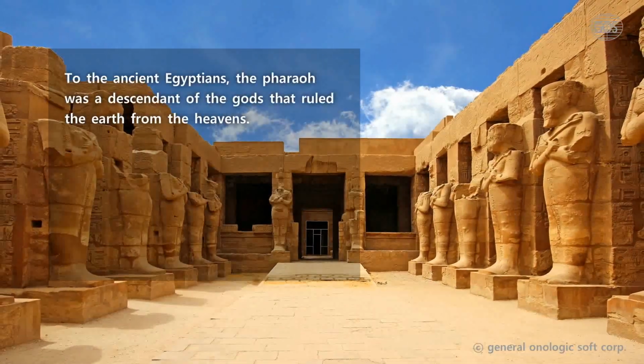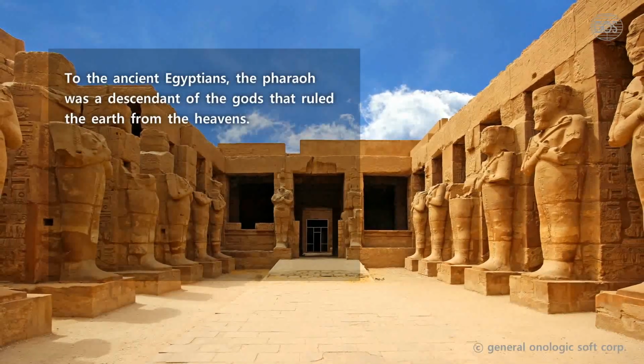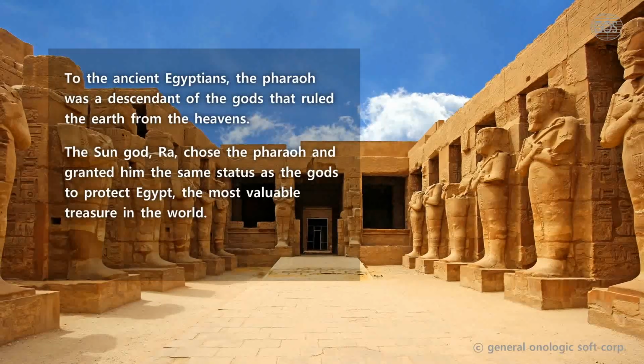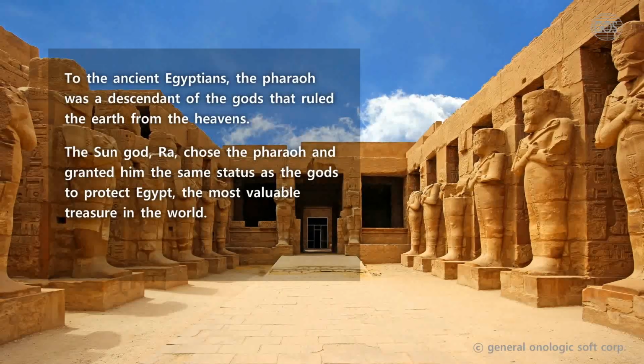To the ancient Egyptians, the Pharaoh was a descendant of the gods that ruled the earth from the heavens. The sun god, Ra, chose the pharaoh and granted him the same status as the gods to protect Egypt, the most valuable treasure in the world.